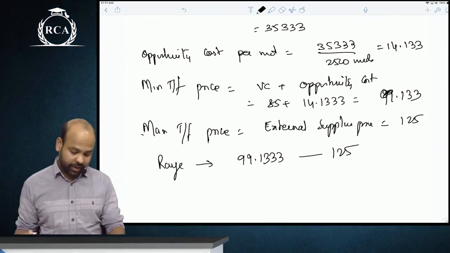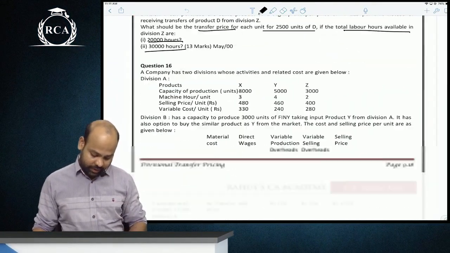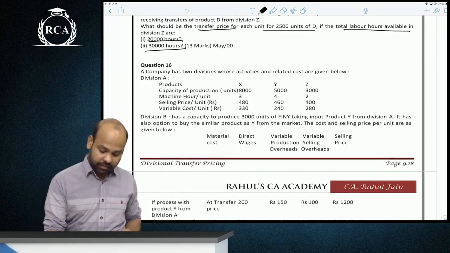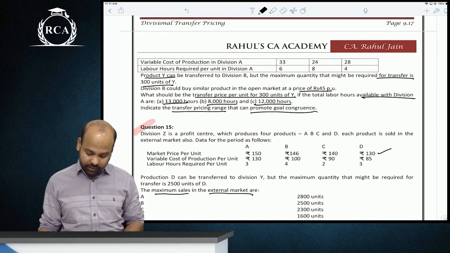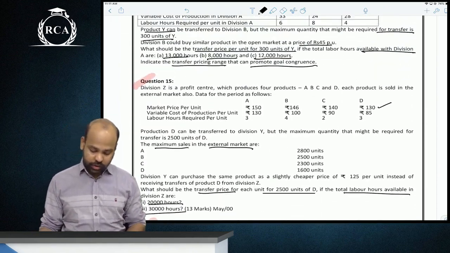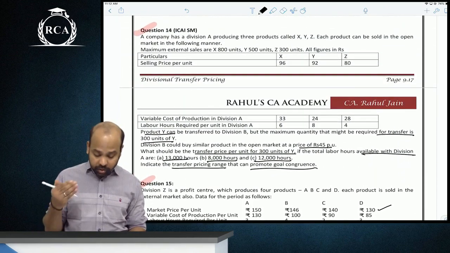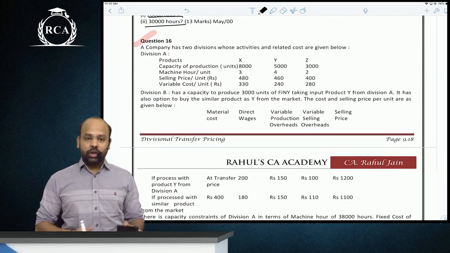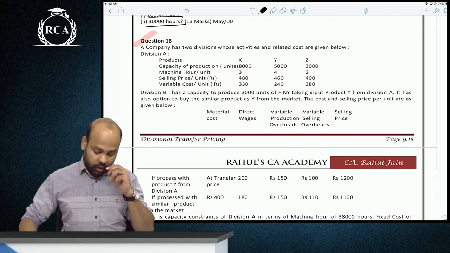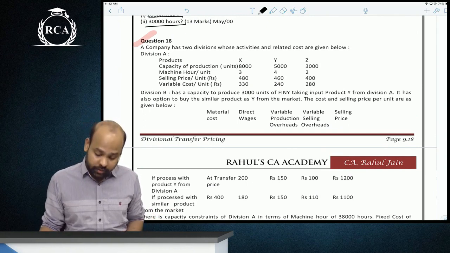Let us now proceed to the next question, guys. The next question is slightly different, beta, from the previous one, but it is a nice question, guys. Again, not a part of your ICAI study material. If you wish to do questions similar to the ICAI study material, then question 15, beta, is similar to question number 14. A company has two divisions, question number 16, guys, whose activities and related costs are given below.